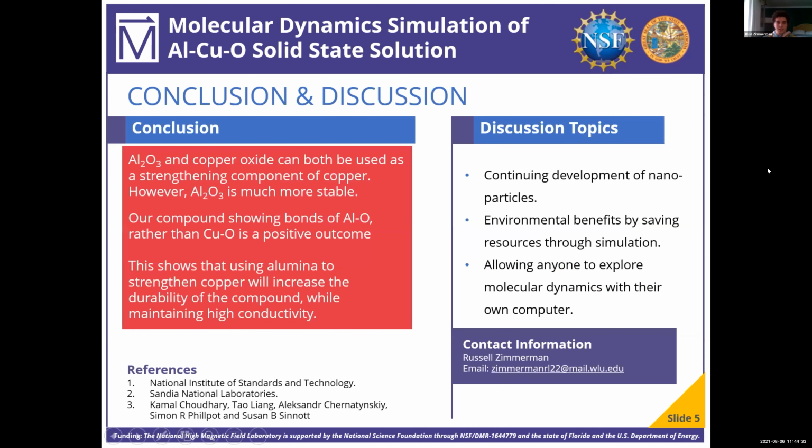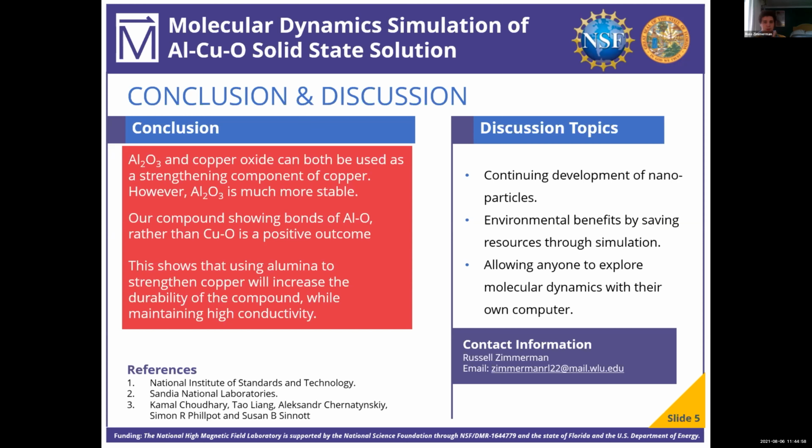So in conclusion, this is really good: aluminum is bonding to oxygen rather than oxygen bonding to copper, because aluminum oxide and copper oxide can both be used as a strengthening component of copper. However, aluminum oxide is much more stable and insoluble in copper, which makes it a better strengthening component. So this allows the new nanoparticle to be durable and maintain a very high conductivity.